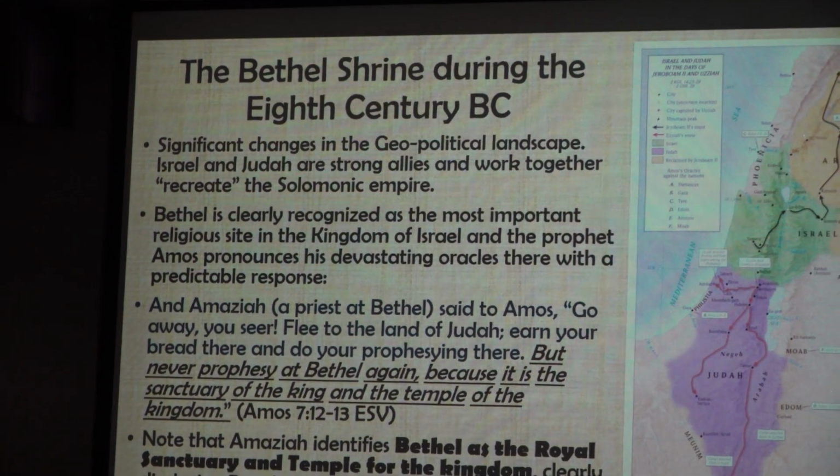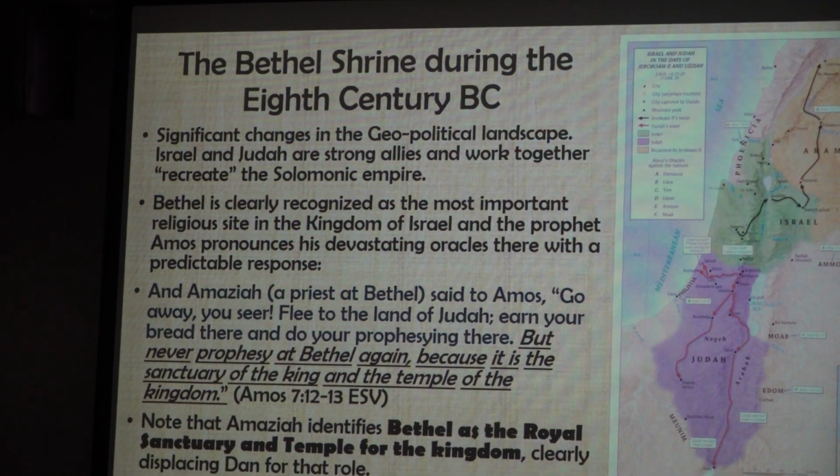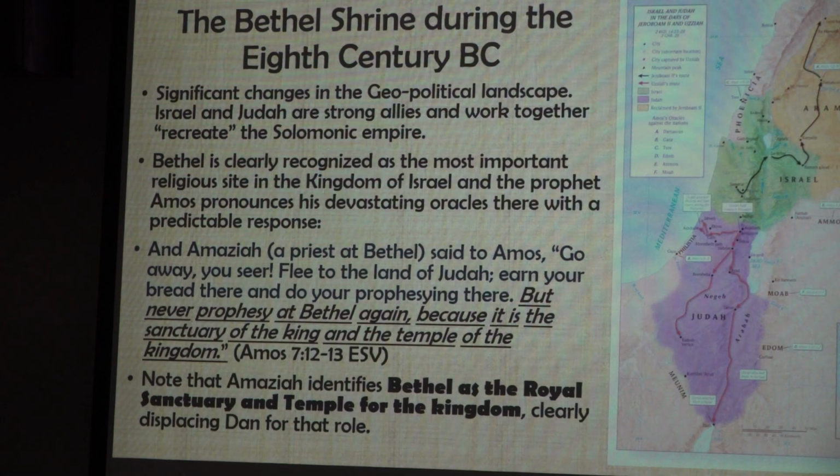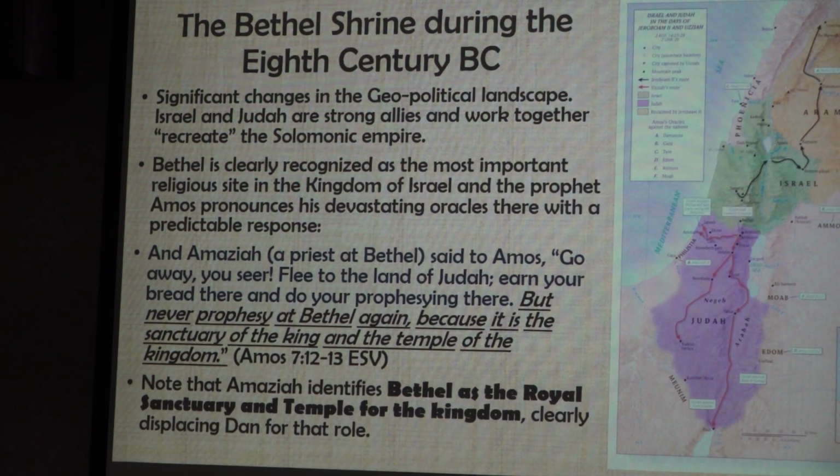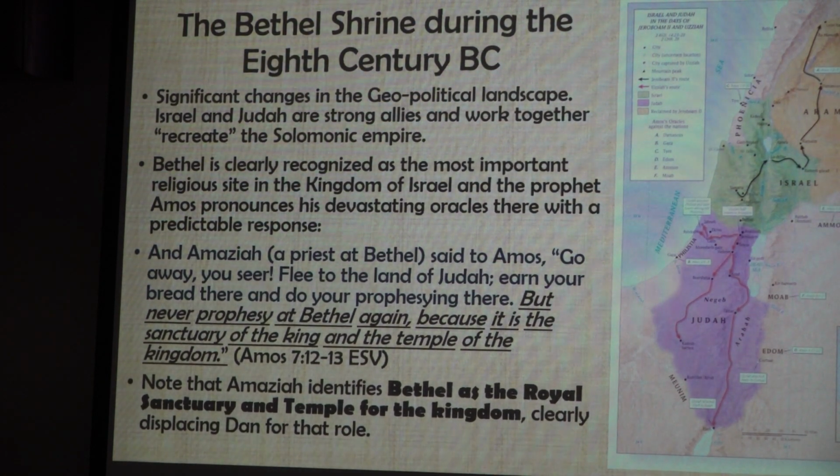And it was this time that Amos, the Noked from Tekoa in Judah, journeyed up to Bethel and made his oracles. And of course that was not popular or accepted there. And you can see Amaziah the priest, notice the Yahwistic name here, replying to Amos, "Never prophesy at Bethel again, because it is a sanctuary of the king and the temple of the kingdom." So you've got this clear indication of the importance of Bethel at this time. The sanctuary of the king, the temple of the kingdom. Okay.